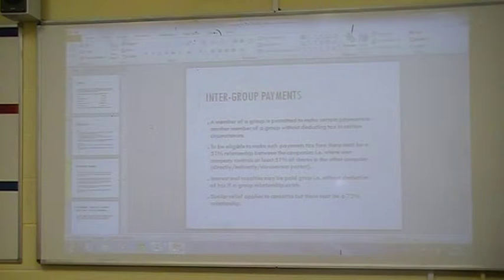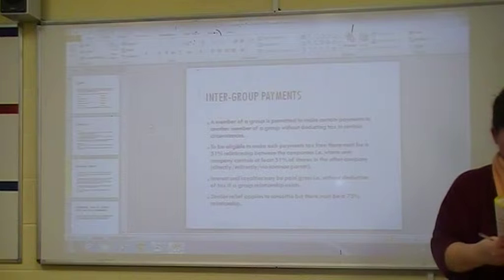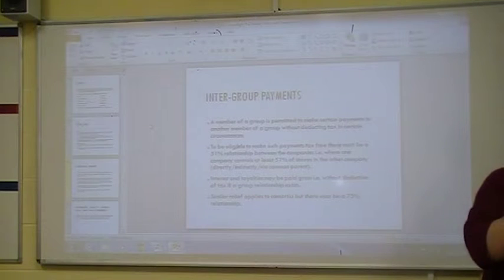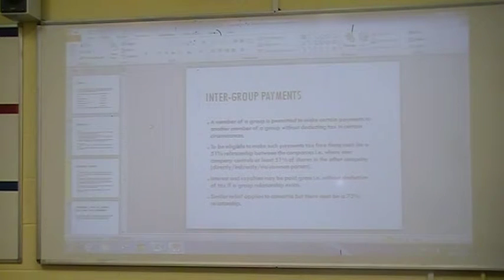Right. Yeah? So it's intergroup payment. A member of a group is permitted to make certain payments to another member of a group without deducting tax in certain circumstances. To be eligible to make such payments tax-free, there must be a 51% relation between the companies, where one company controls at least 51% of shares in the other company, directly, indirectly, or via a common parent.